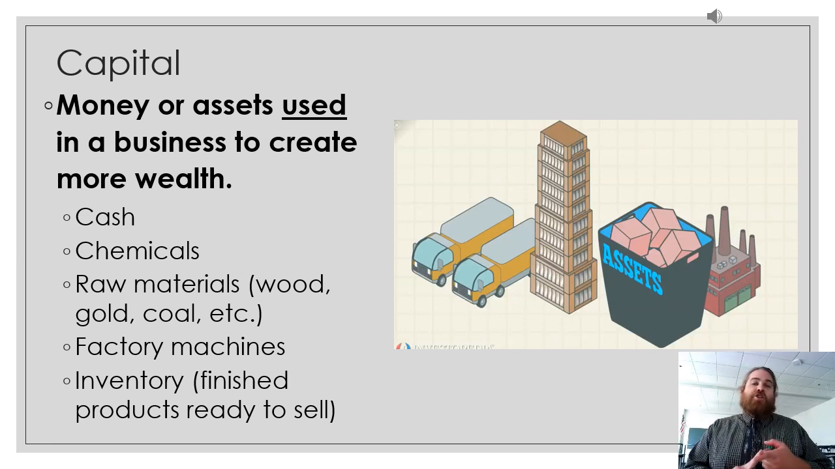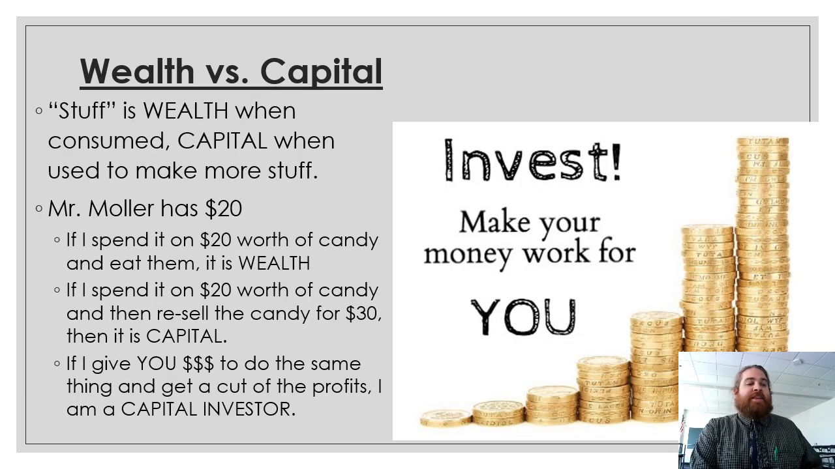Capital can be cash, it can be raw materials like wood or gold, it can be machines that you use to create products, it could also be finished products that you are selling to people in general. So the best way to get this is to think about an example. So let's think about an example. So wealth versus capital. Stuff is wealth when consumed.